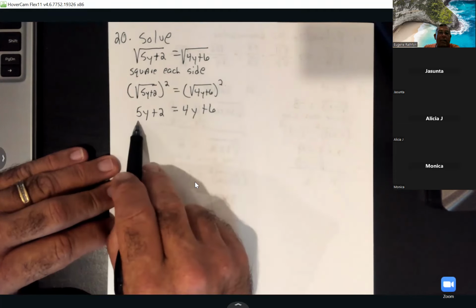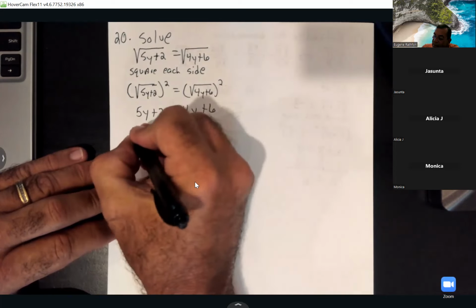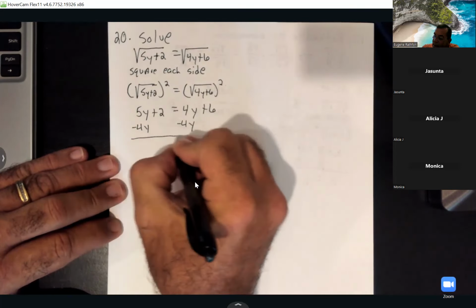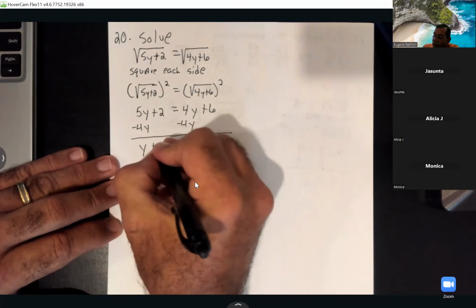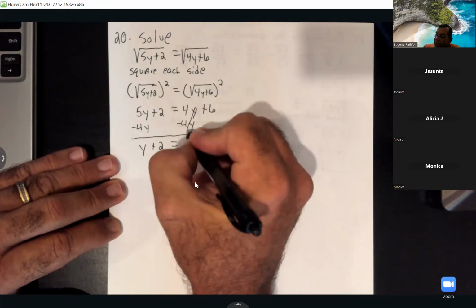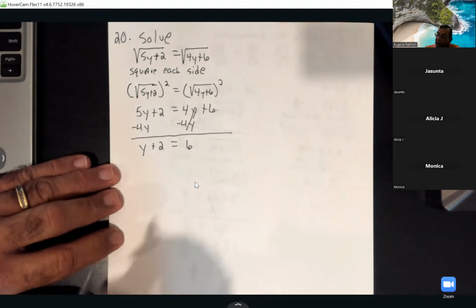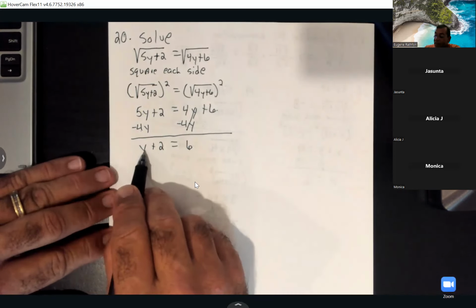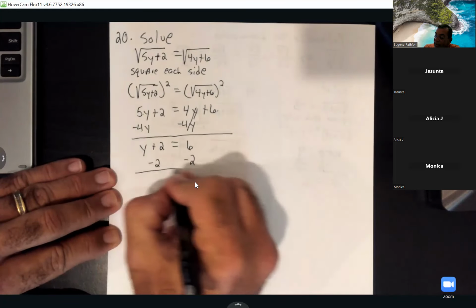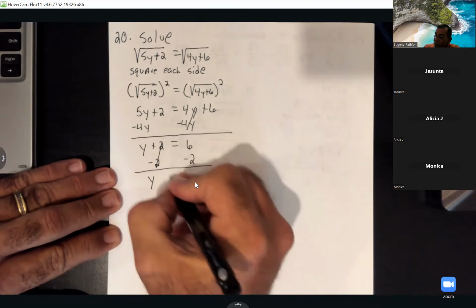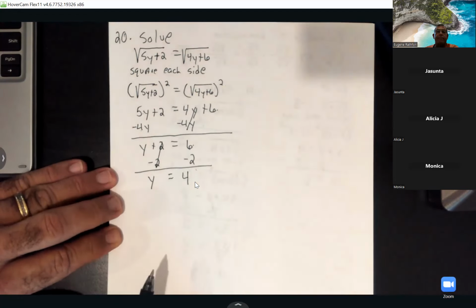So I'm going to try to get all the y's over here. So I'm going to subtract this 4y from both sides. So y'all, if you do that, 5 minus 4 leaves you 1y plus 2. Over here, the y's cancel. All that's left is my positive 6. Now, to get the y by itself, I'm going to subtract 2 from both sides. If I get my y, those 2's cancel, and then 6 minus 2 is 4.